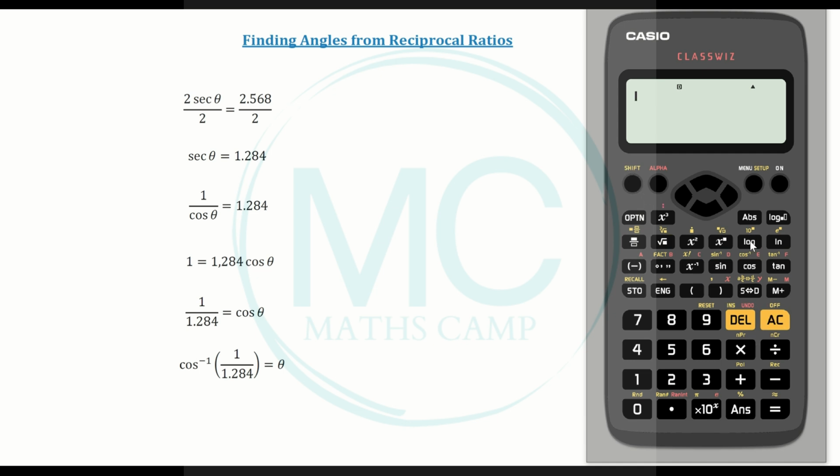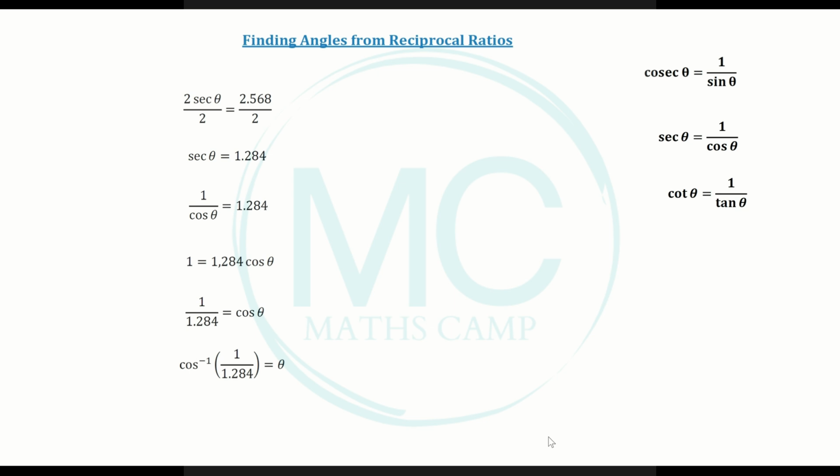shift cos 1 divided by 1,284, close the bracket, is equal to 38,847, round off to 2 decimal places, and we get an answer of 38,85 degrees. Let's do another one.